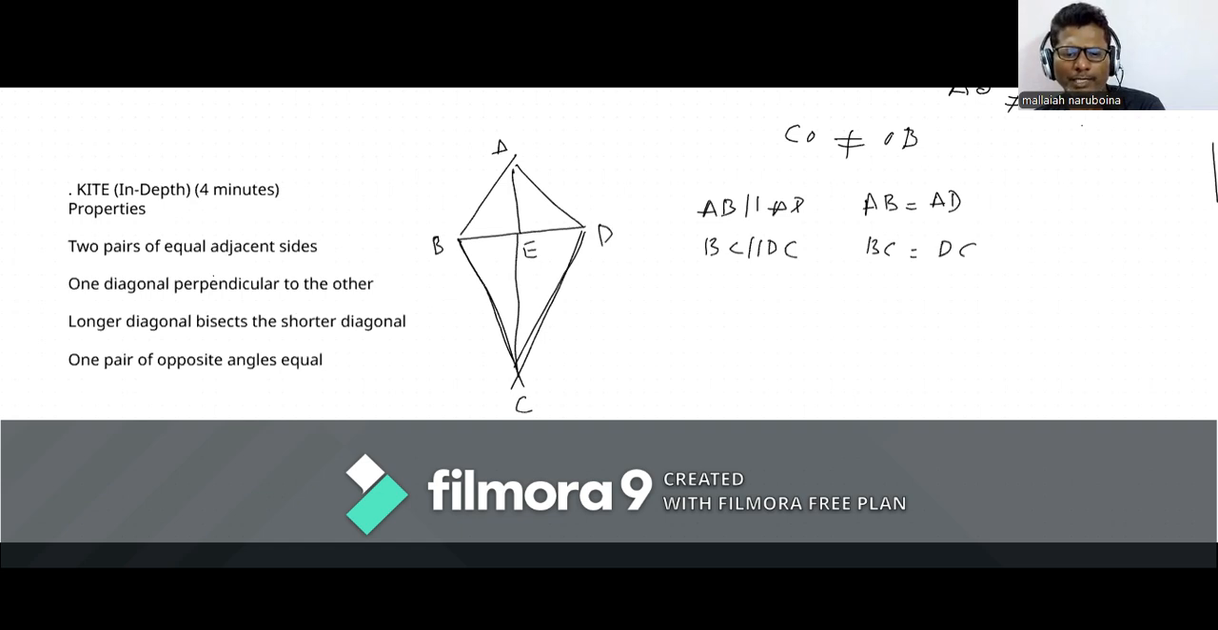Here angle B is equal to angle D. But angle A is not equal to angle C.